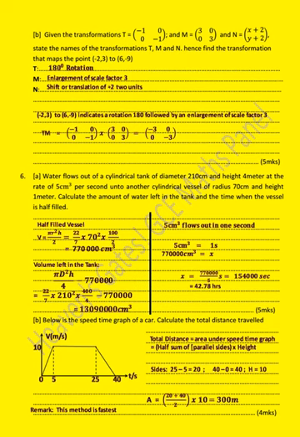When the vessel is half filled, the volume of water in it will be pi times radius squared times height, but since it's half, we divide by 2, and that will give us 770,000 cm cubed.